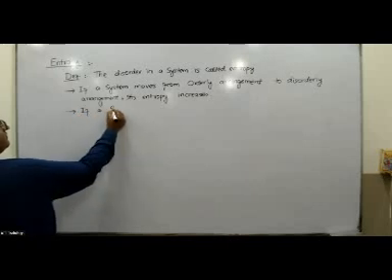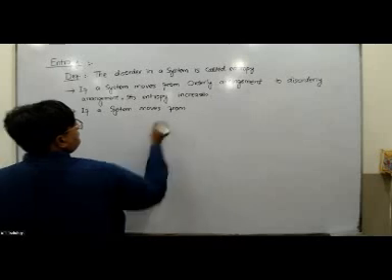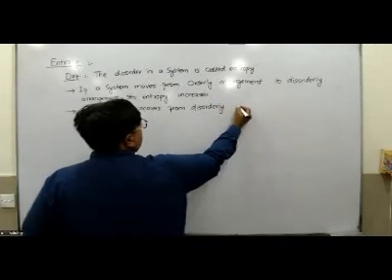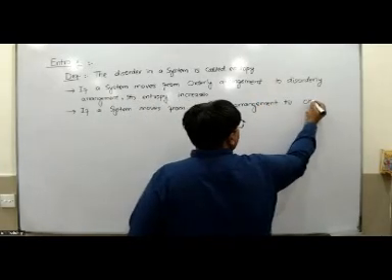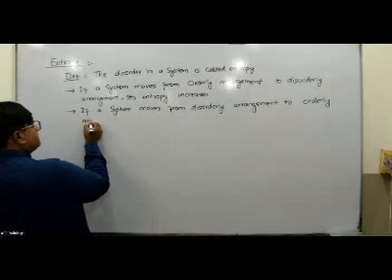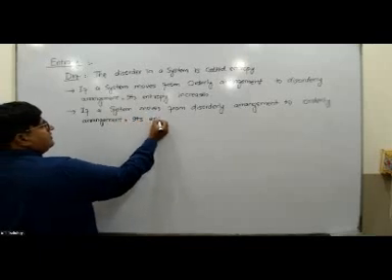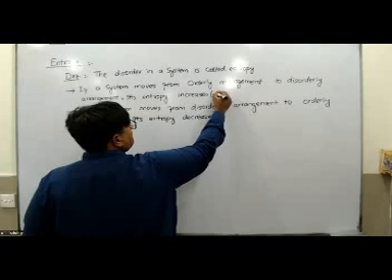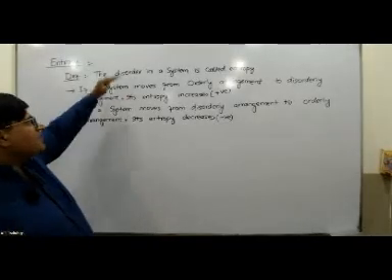The next thing, if a system moves from disorderly arrangement to orderly arrangement, its entropy decreases. If the entropy increases, it has a positive value, and if the entropy decreases, it has a negative value. So we have done up till now three things.